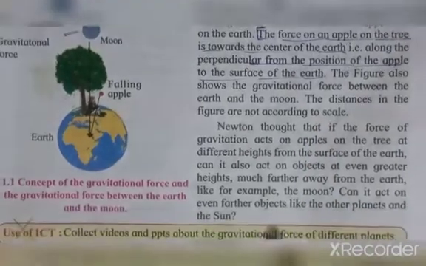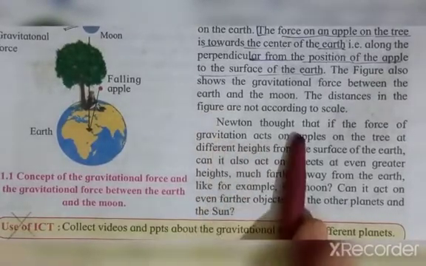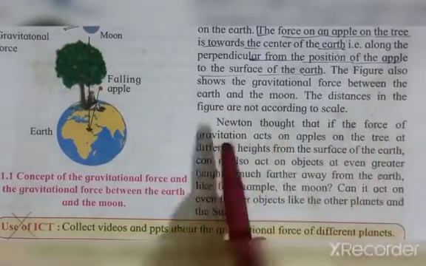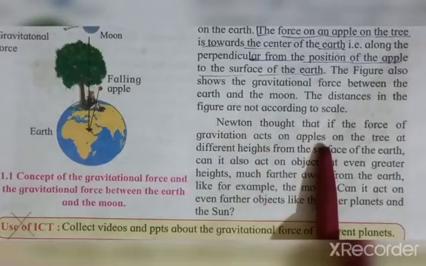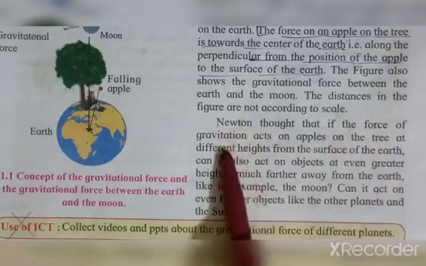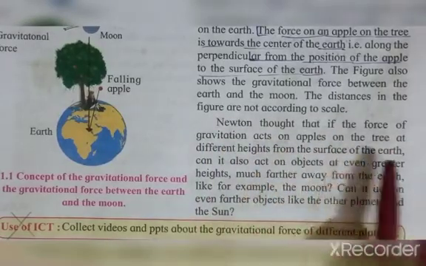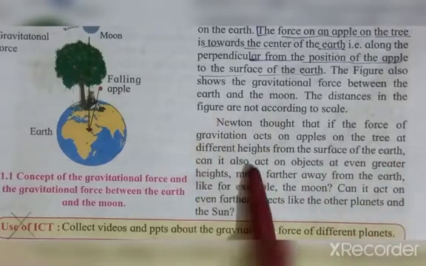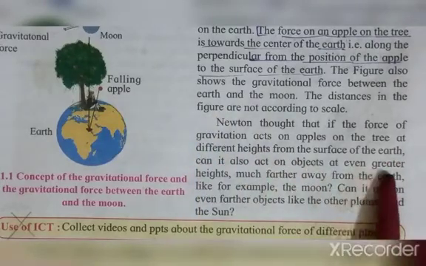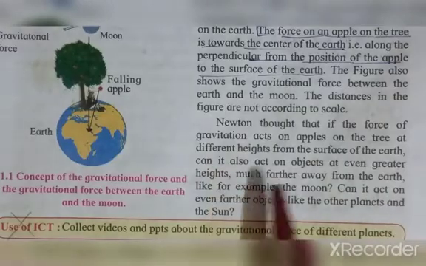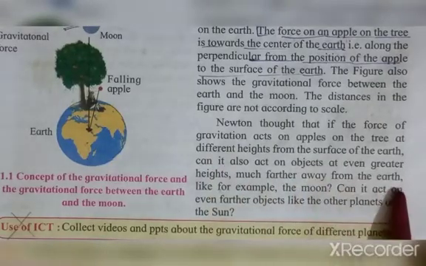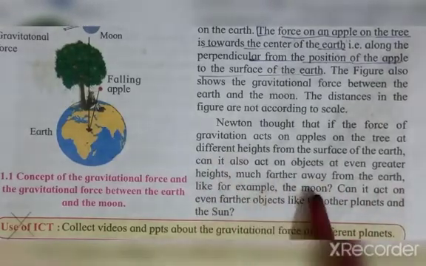Okay, now here Newton thought that if the force of gravitation acts on apples on the tree at different heights from the surface of the earth, can it also act on objects at even greater heights much further away from the earth, like for an example the moon.